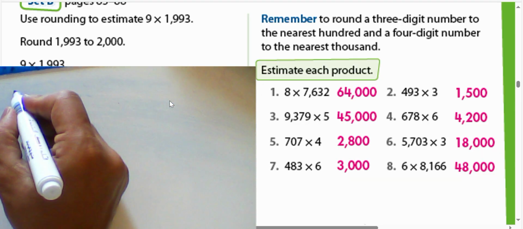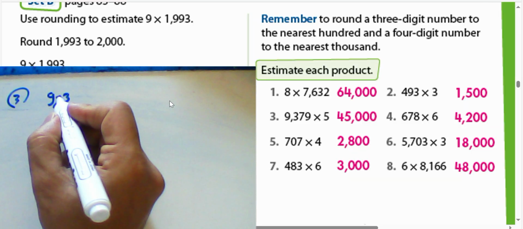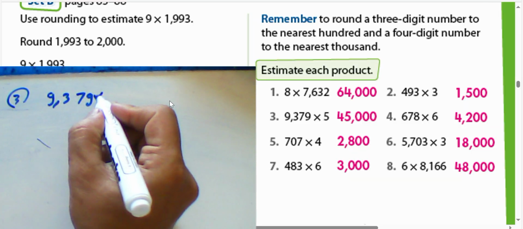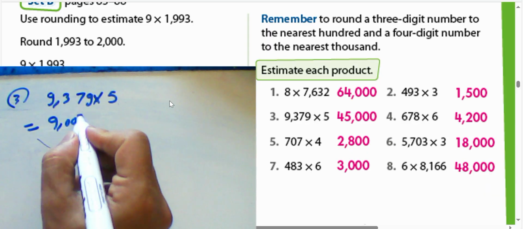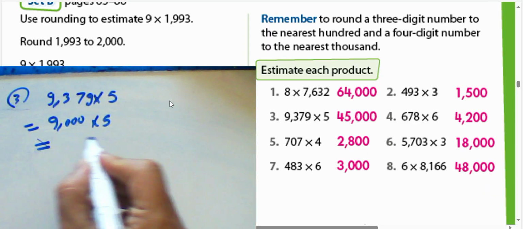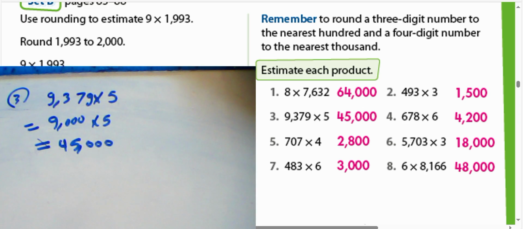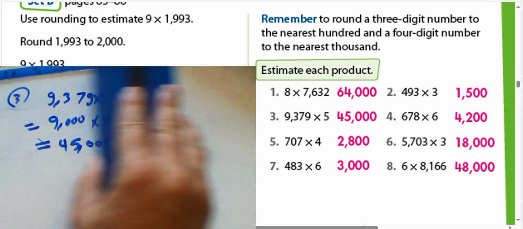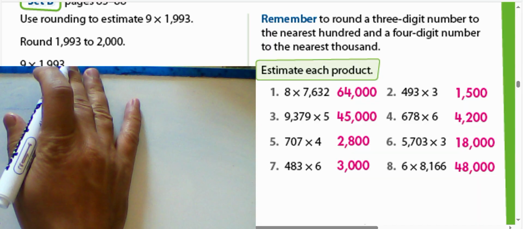And also question number 3, we have 9,379 times 5. This number is nearest to 9,000 times 5. Right, 5 times 9 is 45, and the result will be 45,000. Okay, understood.